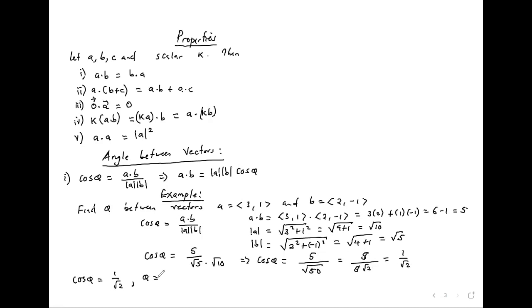So theta is equal to what? You always get an angle from the first quadrant. So what is theta here? 45 degrees, or pi over 4.